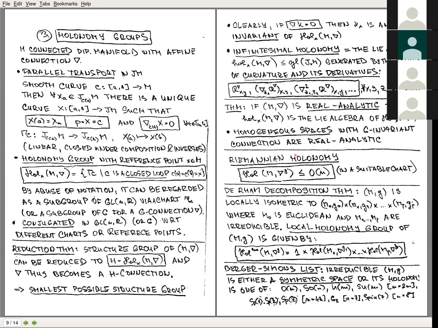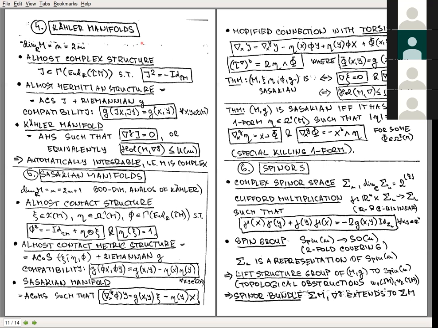and now I will go to the examples of special geometries. The already mentioned and very simple case are Kähler manifolds in even dimension 2m. First we define an almost complex structure, which is just a tangent bundle endomorphism such that it squares to minus identity. An almost Hermitian structure is then an almost complex structure plus a Riemannian metric, which are compatible. It can be written, for example, so that the almost complex structure acts isometrically.